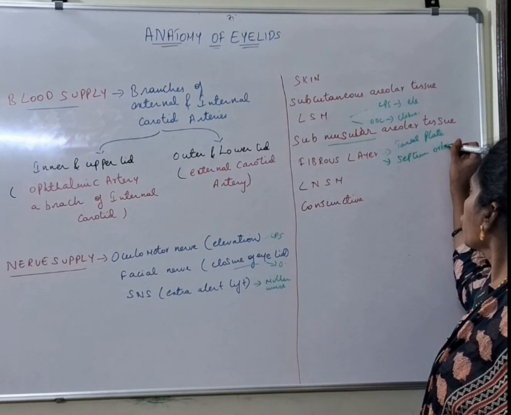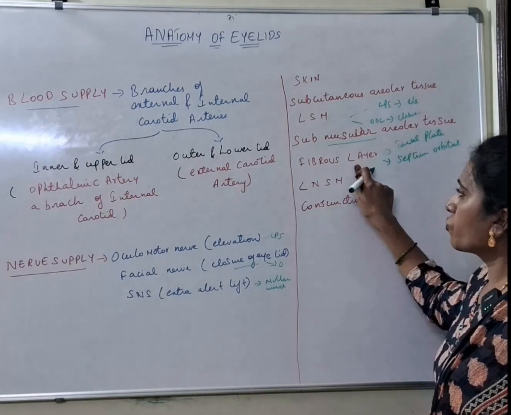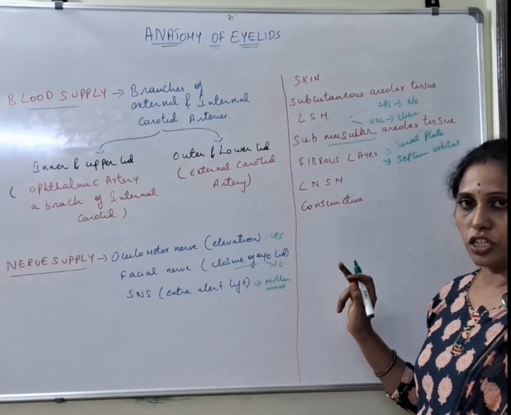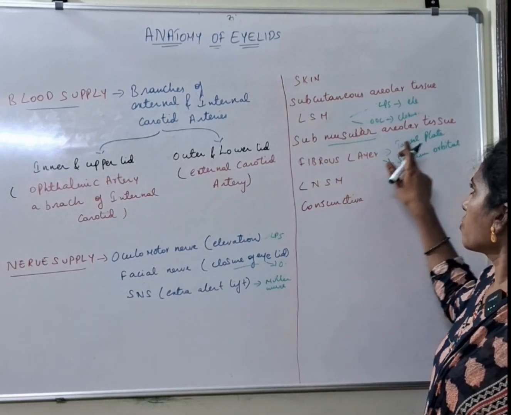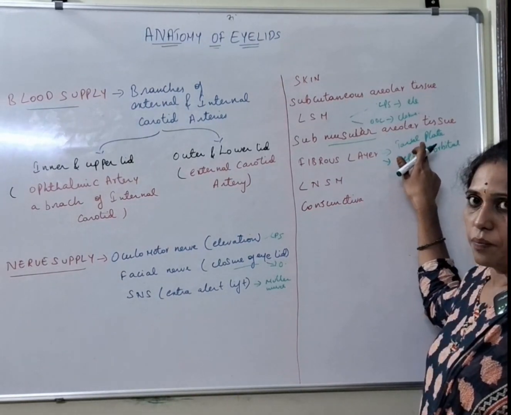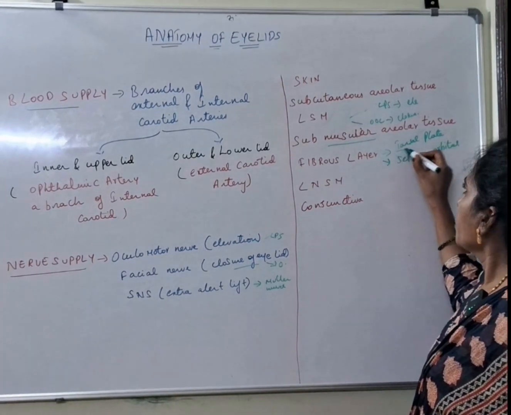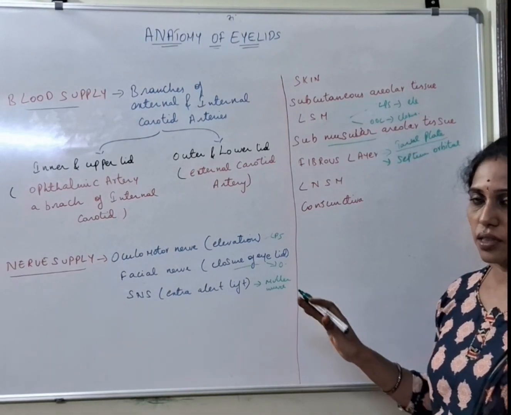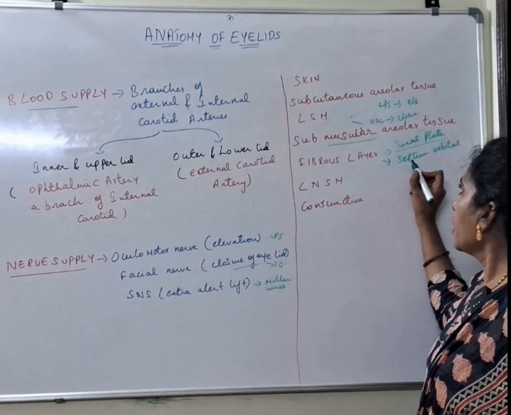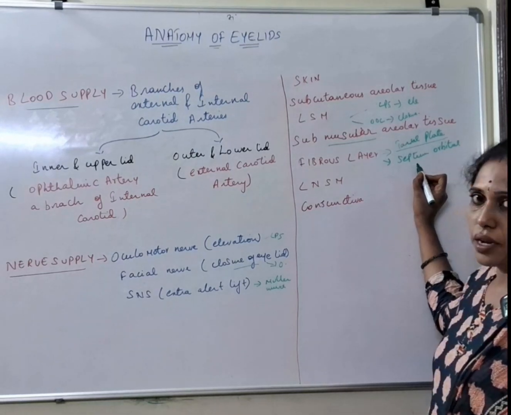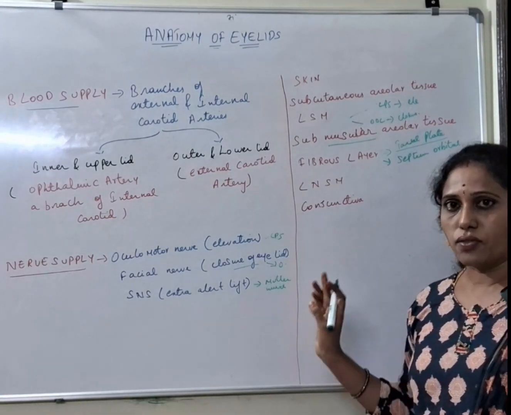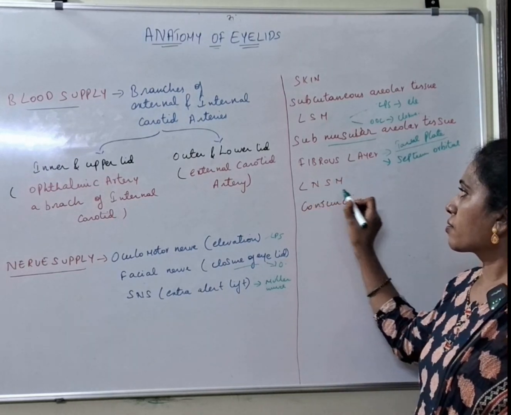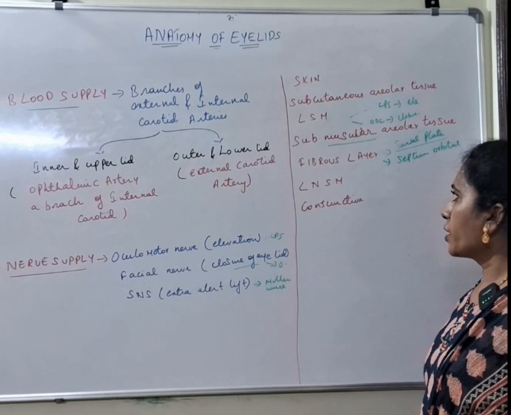The main function of this fibrous layer is that it gives support, strength and shape to the eyelid because it contains the tarsal plate on it. Apart from this, it also contains the meibomian glands on the tarsal plate, which are arranged in parallel rows, and additionally it contains the orbital septum, through which the nerves and blood vessels from the orbit enter into the eyelid. Next comes the layer of the non-striated muscle.